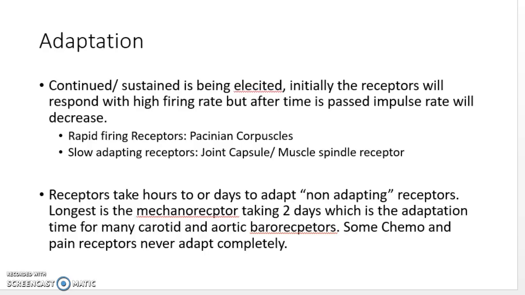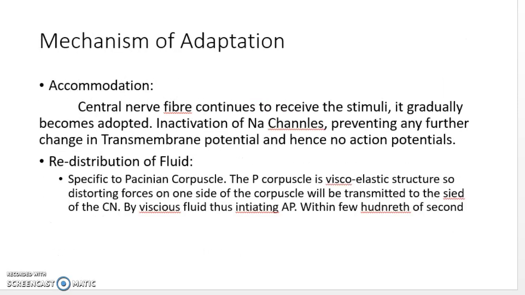There are rapidly adapting receptors such as Pacinian corpuscles and slowly adapting receptors such as the joint capsule and muscle spindle receptors. Some receptors take hours to days to adapt. Non-adapting receptors: the longest are the mechanoreceptors, taking up to 2 days. Some chemo and pain receptors never adapt completely. The mechanisms of adaptation are accommodation and redistribution of fluid.